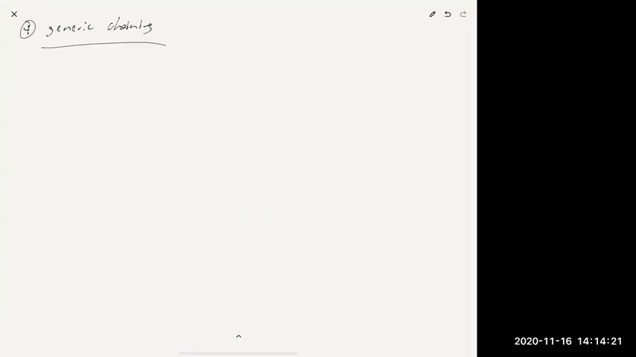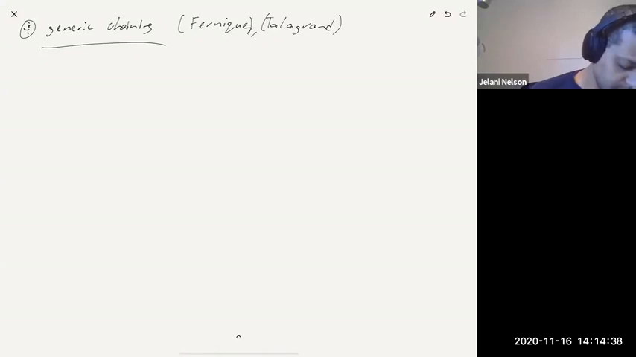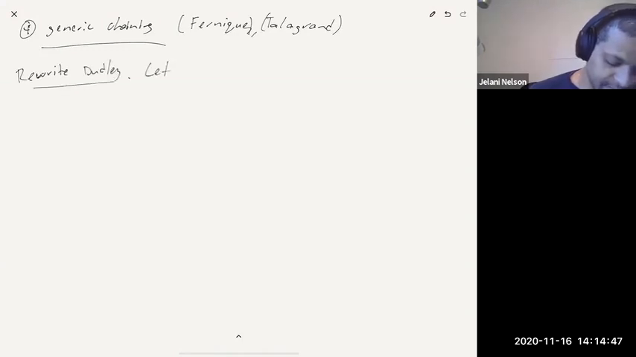And this is due to Fernique. And then in its current form that I'm going to discuss, it was described by Talleyrand. Okay, so here, let's rewrite Dudley. Okay, so let me give a definition.